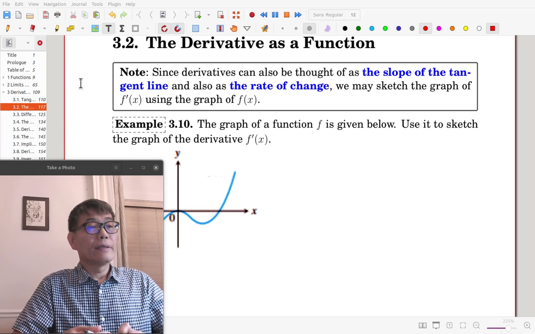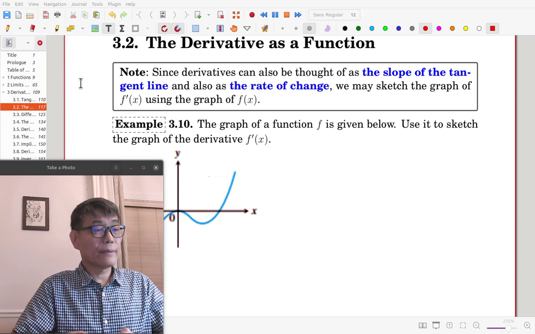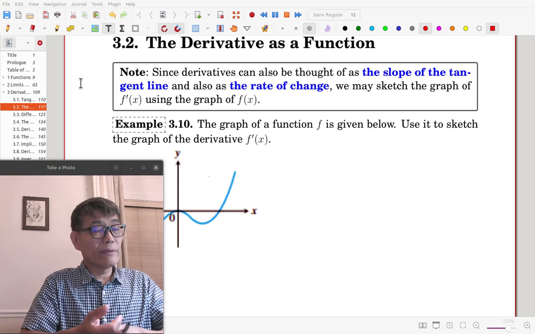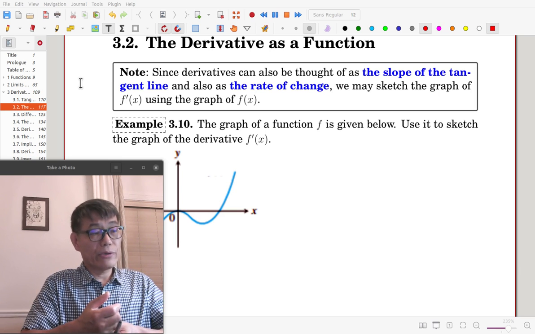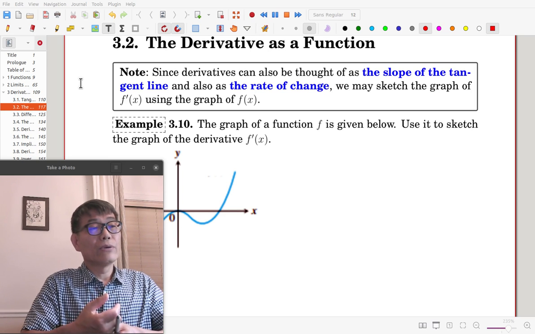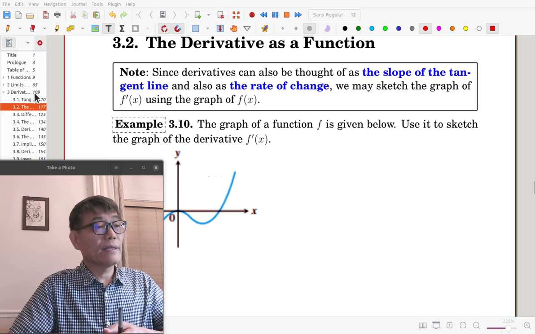Hi. Section 3.2, the derivative as a function. In section 3.1, we defined the derivative at a particular point, x0, f prime of x0. Now in this section, we'll define the derivative as a function. Okay, let's see this note.